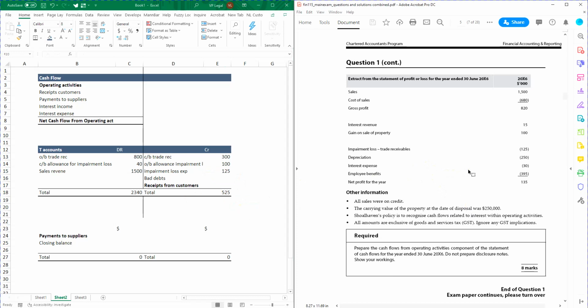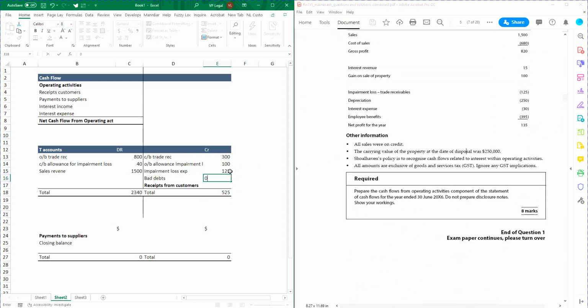Okay. Looking for bad debts. Don't see any in the question. And then, so we're going to put that as 0. So therefore, the balancing difference must be receipts from customers. So we can work out that this equals that, and therefore this is the difference between all of these. So there we have it, receipts from customers. So we can complete our first value of our cash flow statement for operating activities.